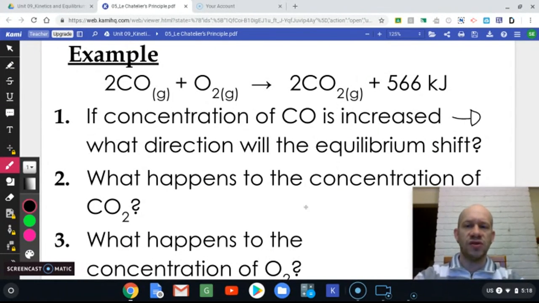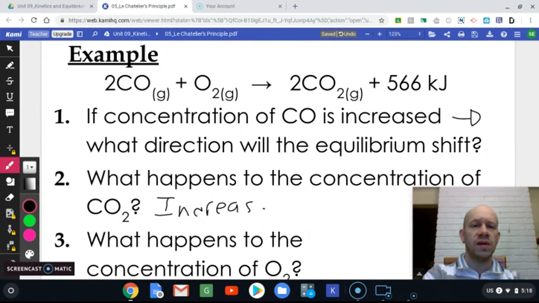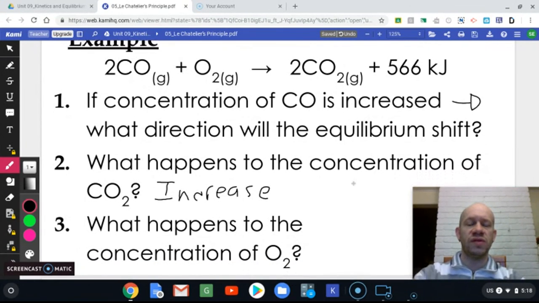What happens to the concentration of CO2? If I'm shifting towards it, it's going to increase. What happens to the concentration of O2? If I'm shifting away from it, it's going to decrease.